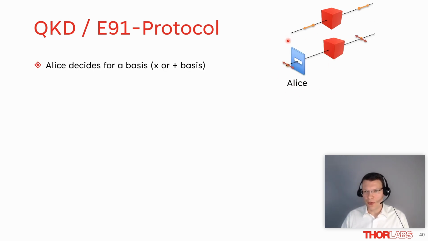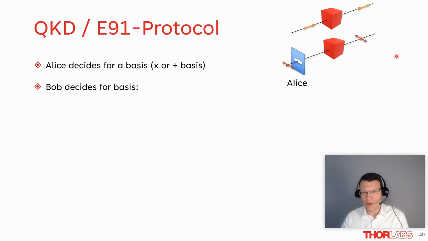The first step of the protocol is that Alice decides for a basis, meaning she either measures in polarization basis plus or crossed. In this case, she measures in the plus basis, and the photon basically decides to say, okay, I'm horizontally polarized. Then we talked about this at length now. If the HH plus VV polarized or entangled state, if Alice measures the first one to be horizontally polarized, then the second one is automatically also horizontally polarized.